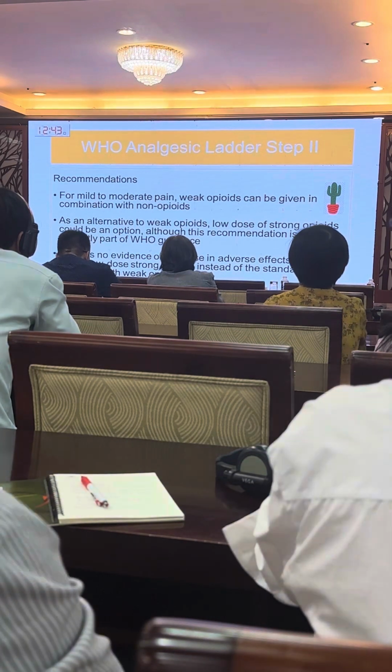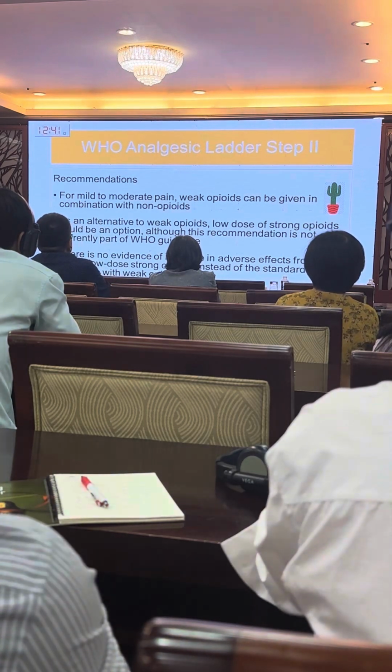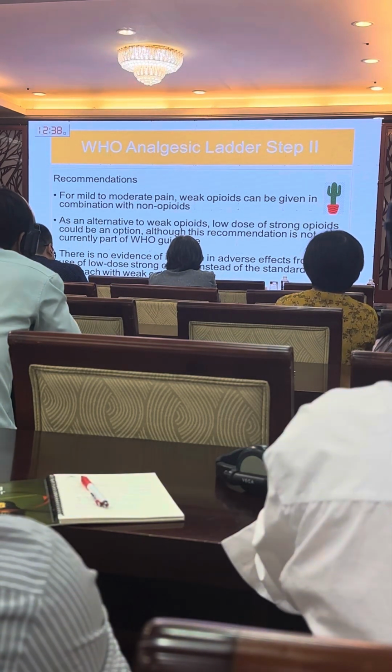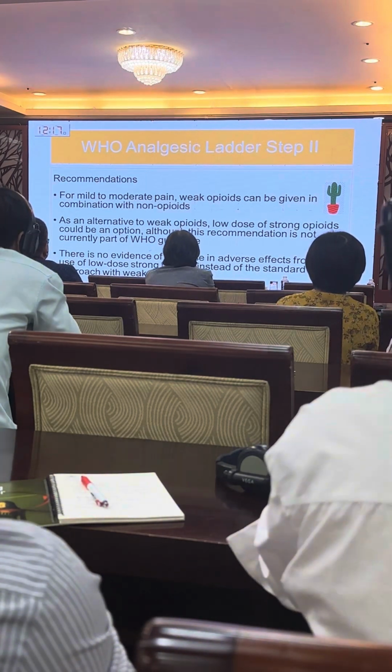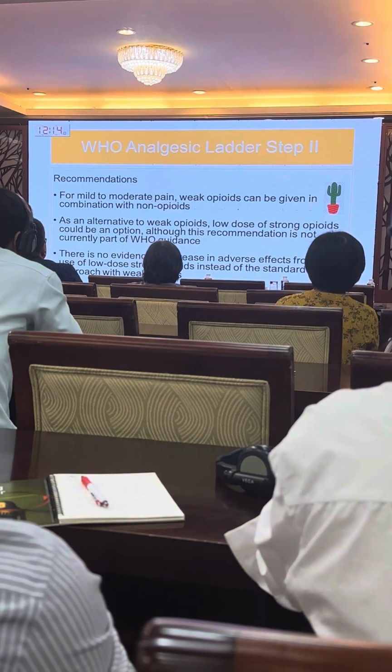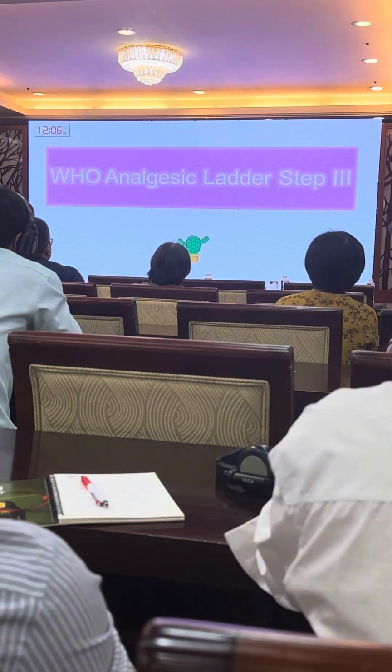However, the recommendation for WHO analgesic ladder step 2 is for mild to moderate pain. Weak opioids can be given in combination with non-opioids from step 1. As an alternative to weak opioids, a low dose of strong opioids can be an option, although this recommendation is not clearly part of the WHO guidelines, and there is no evidence of increased adverse effects from early use of low-dose opioids instead of step 2.